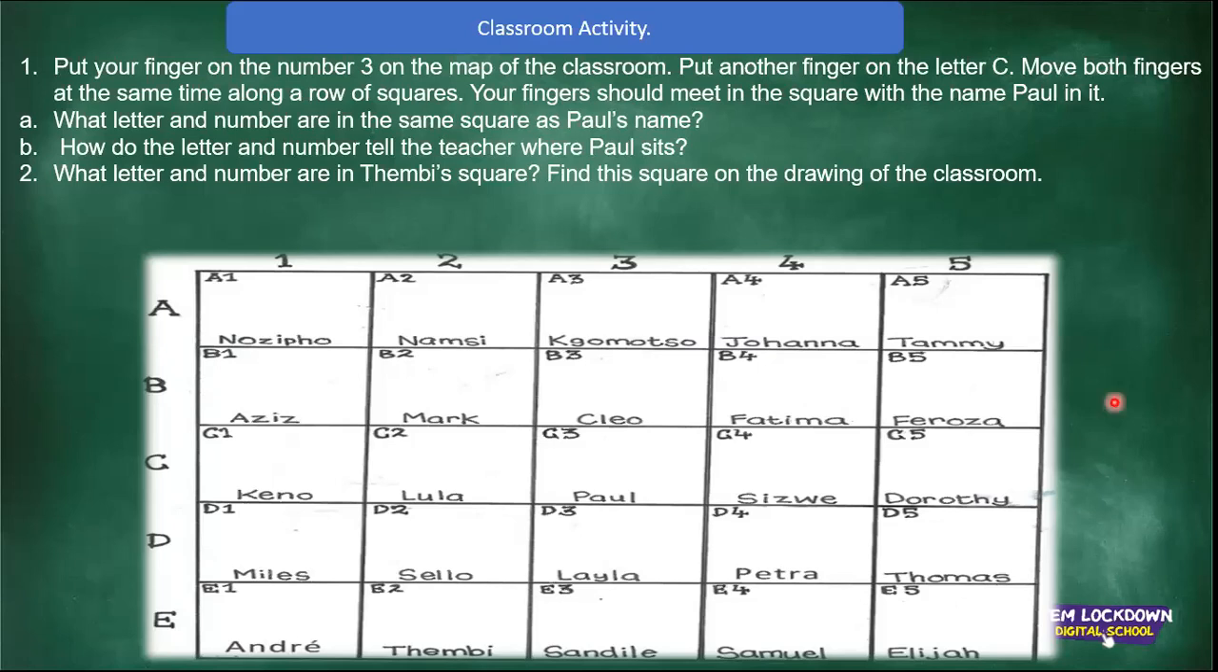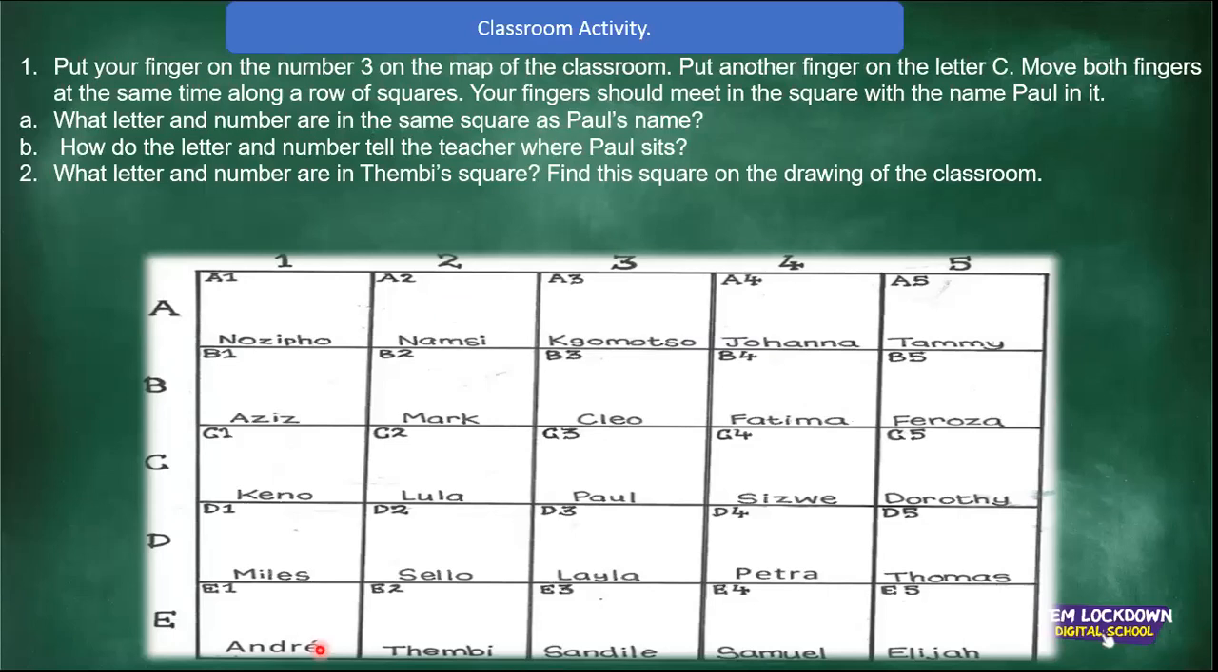Zoe. Tembi's letter and number is E2. It's getting the data from my HR. We go E and 2. That is correct. Thank you very much, Zoe.